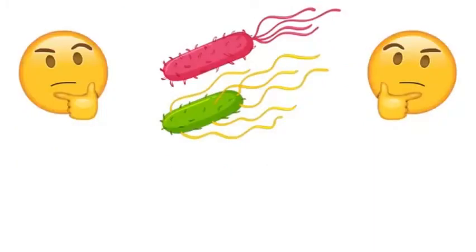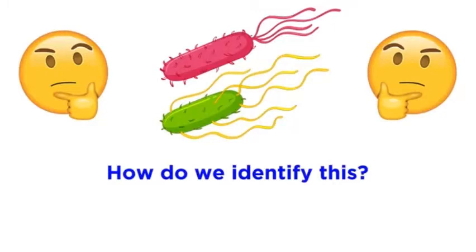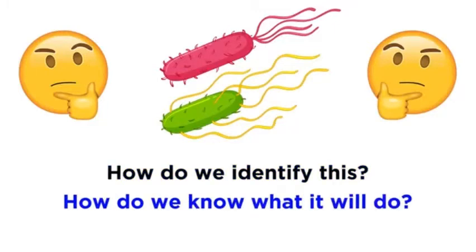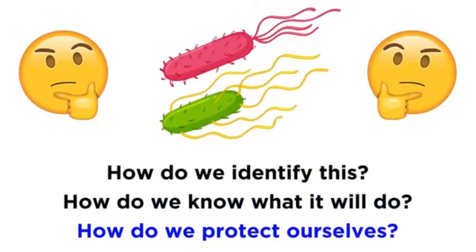When we encounter an unknown species, perhaps during an outbreak, how do we identify it? How do we know what it's capable of? How can we learn how to protect ourselves against it?